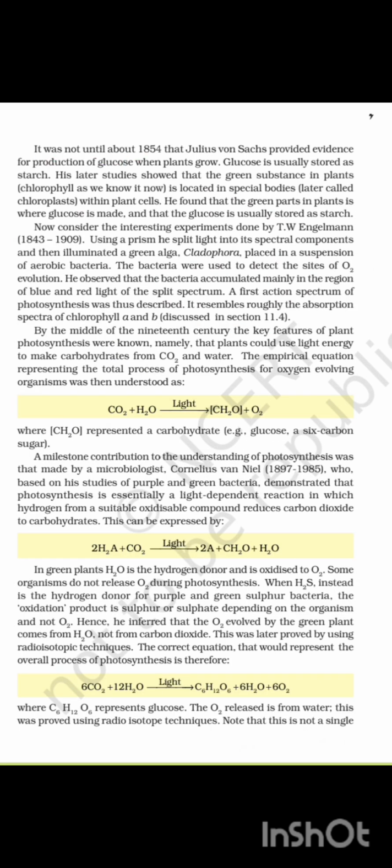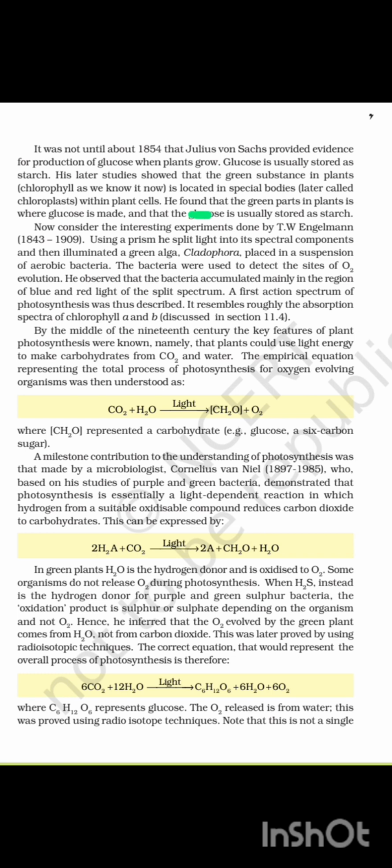It was not until about 1854 that Julius von Sachs provided evidence for production of glucose when plants grow. Glucose is usually stored as starch. Later studies showed that the green substance in plants, chlorophyll as we know it now, is located in special bodies later called chloroplasts.